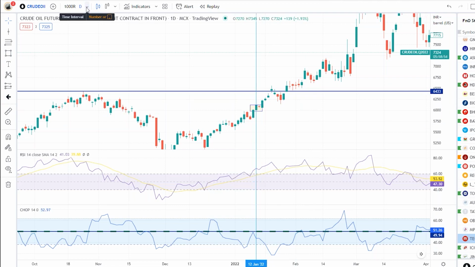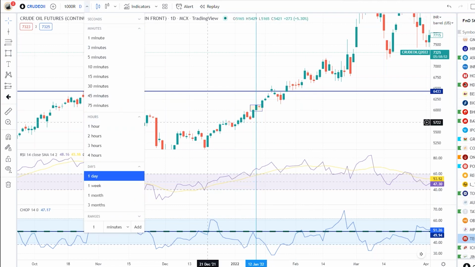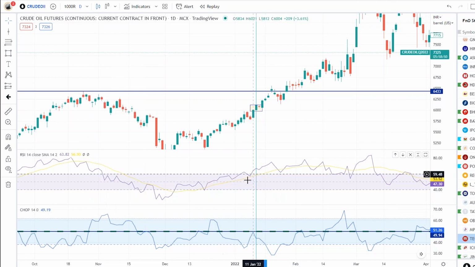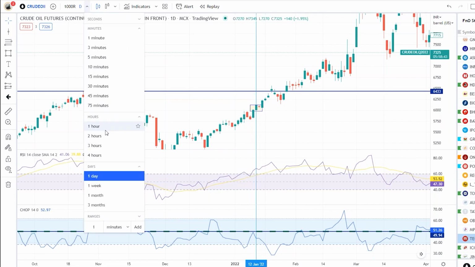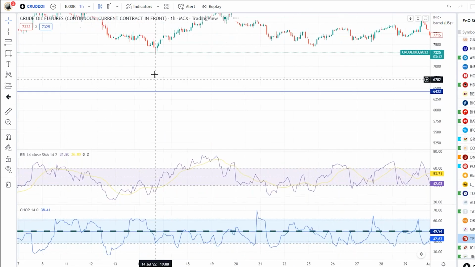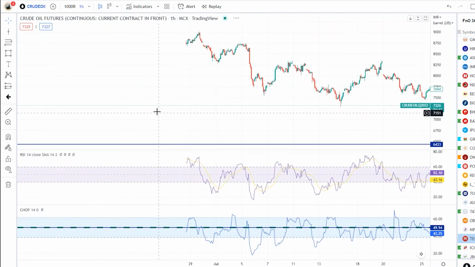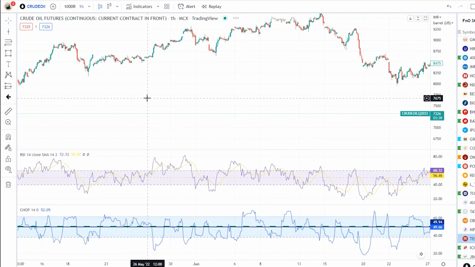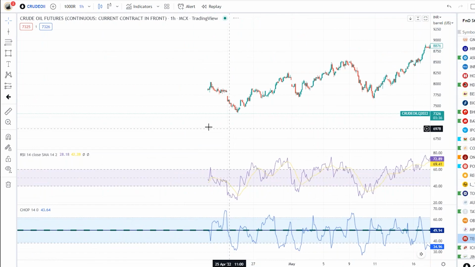I go now to the 1 hour time frame. Now in one day, though, I got confirmation. RSI is above, choppiness is below 50. I can understand that the market is ready to be a trending market. Go down to the 1 hour time frame, and on the same day we will go and see what is happening.